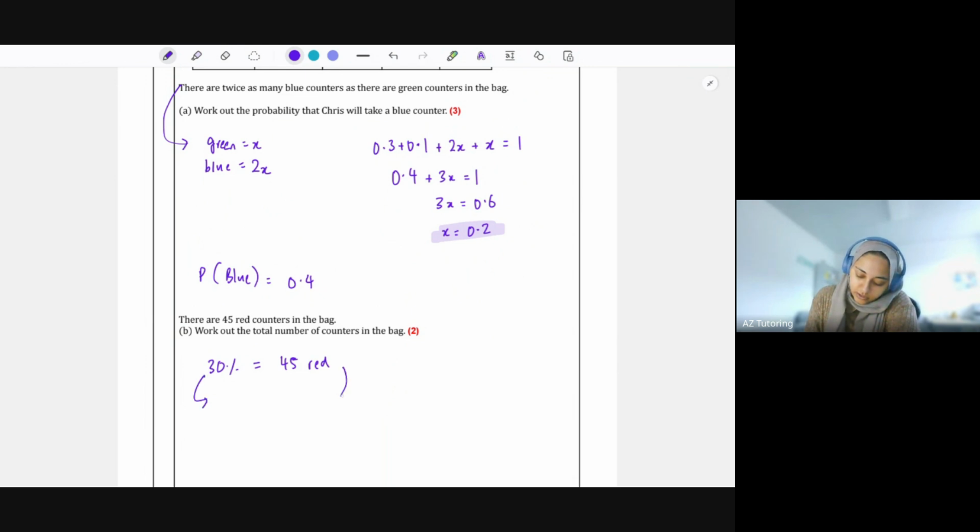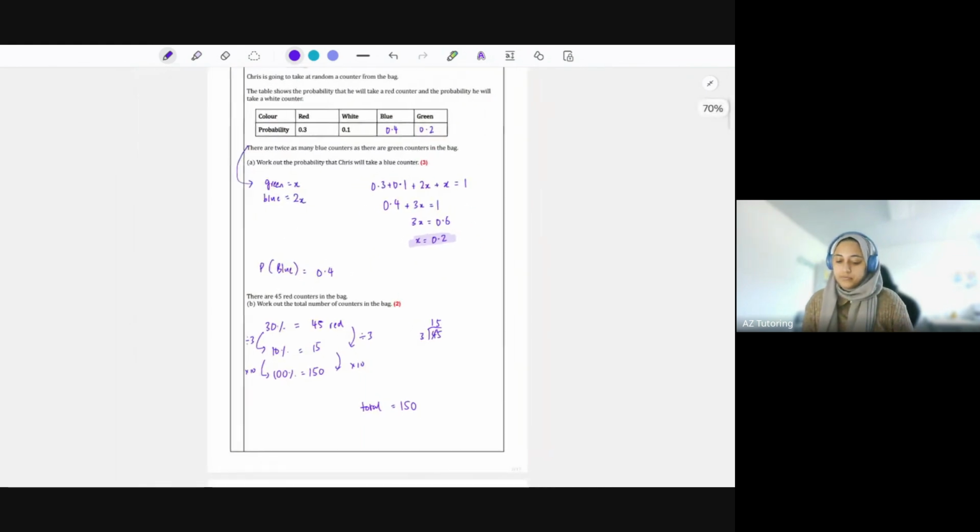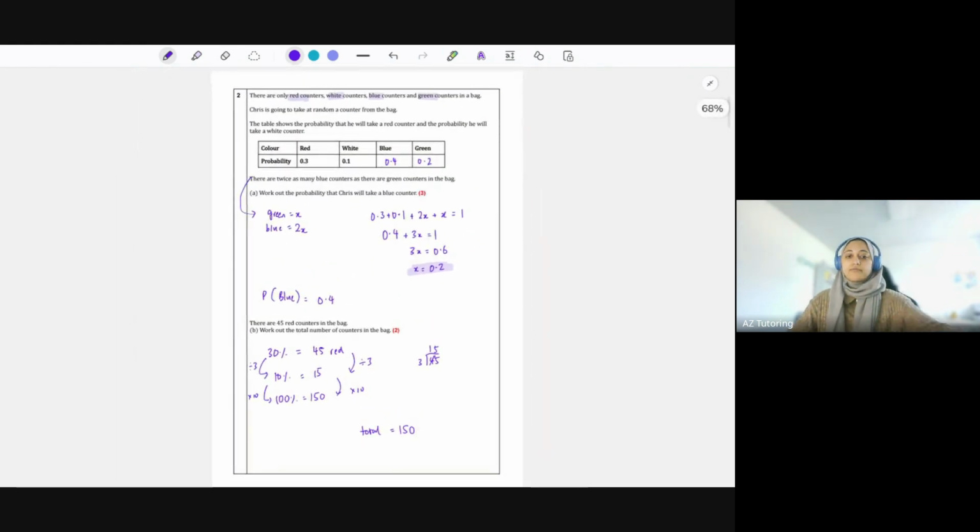Since this is a non-calculator paper, I'm going to divide by 3 each side to get to 10%. 45 divided by 3: 3 into 4 is 1, carry 1, 3 into 15 is 5, so 15 is 10%. Then to get to 100%, I times by 10, so 150 is the total number of counters. Okay, so that's question 2.